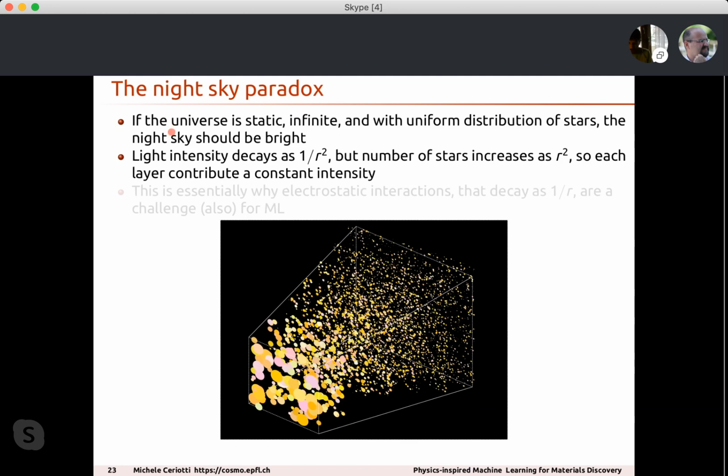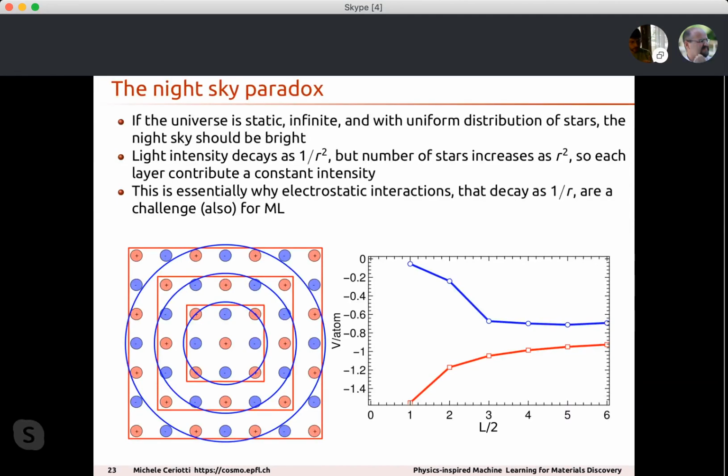infinite, and uniform. Now, the same argument applies also to electrostatic interactions, only it's even worse because electrostatic interactions decay as 1 over r. And actually, this is really undergraduate solid state chemistry: if you compute the cohesive energy of an ionic crystal, you have to be careful because the infinite sum of the electrostatic potential that gives you the cohesive energy is conditionally convergent, meaning that depending on the order of summation, you get a different answer. So if you sum over growing spheres or over growing cubes, you get a different limit for the cohesive energy.